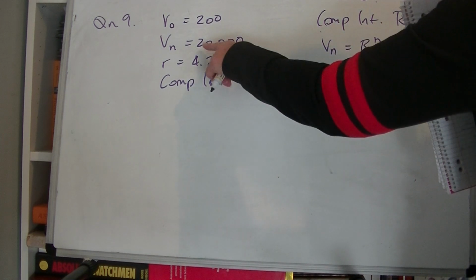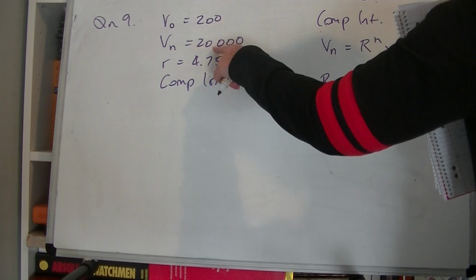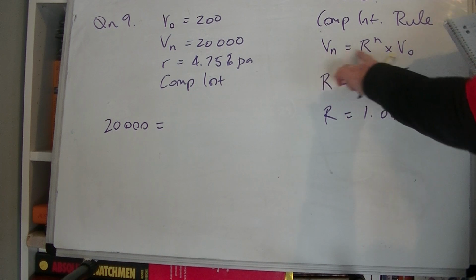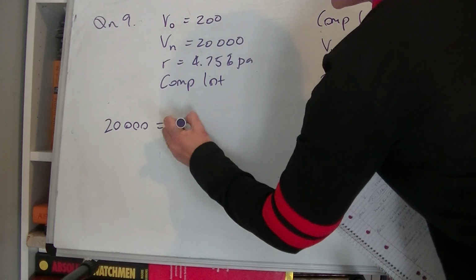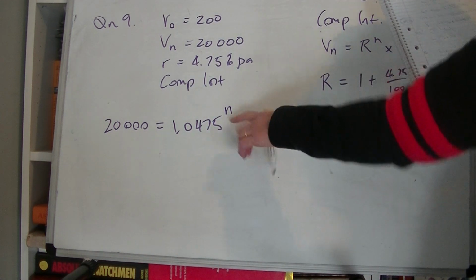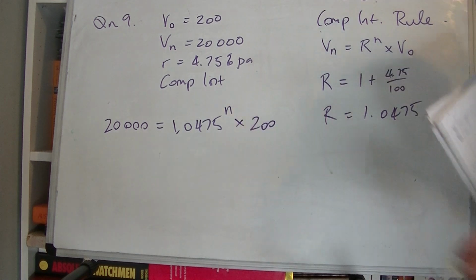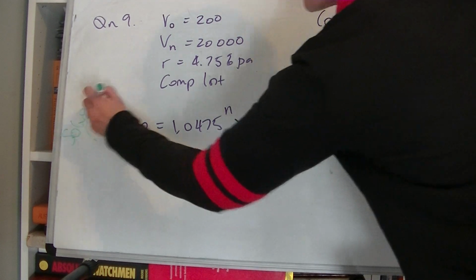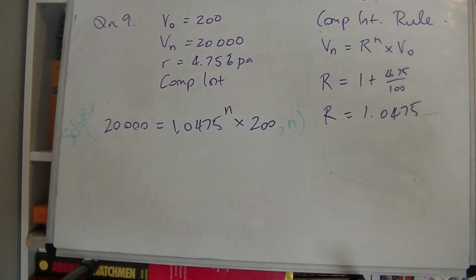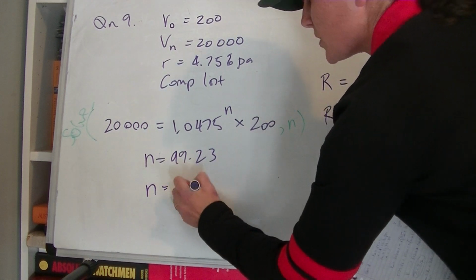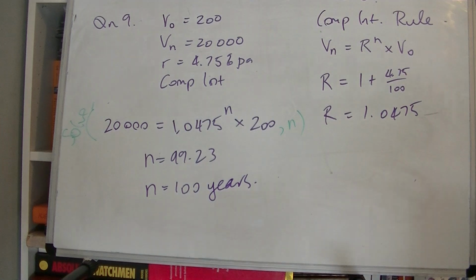For Vn, it is the value into the future that I don't know how long, but I know that it is 20,000. So I can pop that on the left-hand side here. And then capital R, 1.0475. I don't know n, so I'm going to stick n in there, which is what I'm solving. And then V0 I knew was 200. Same as question 8, now I can solve. And I get n equals 99.23, which you can round up to 100 years. That's a long time for an investment.